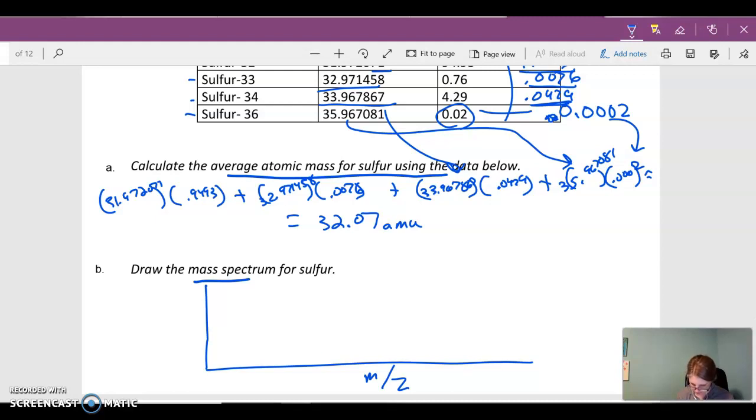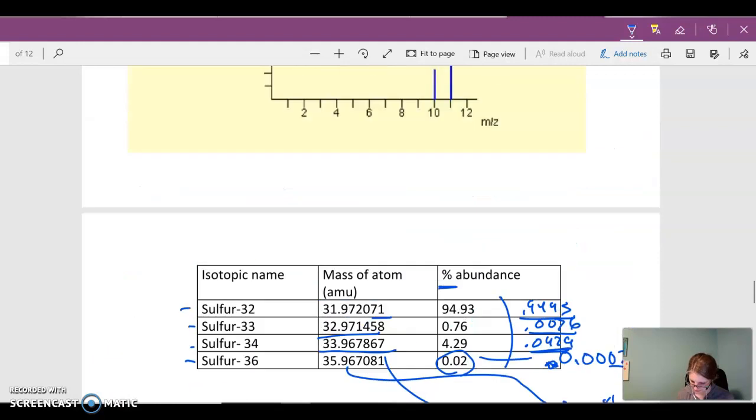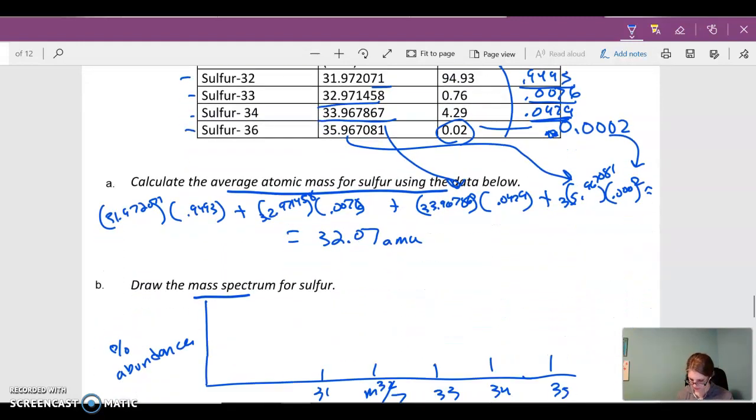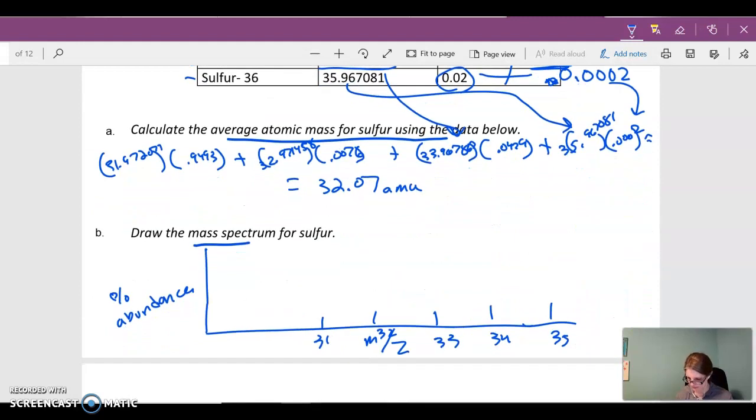So I'm going to say 31, 32, 33, 34, 35. And over here is percent abundance. Now what we had before was the relative abundance. That's what this one was. But we're looking at percentages for this one. So I'm doing percent abundance on the side.